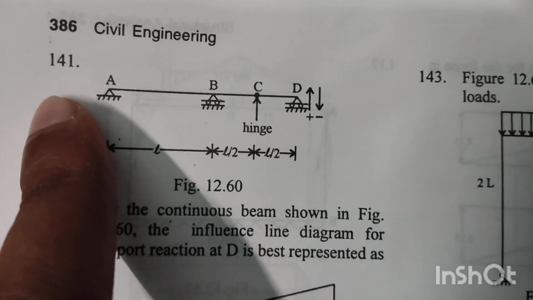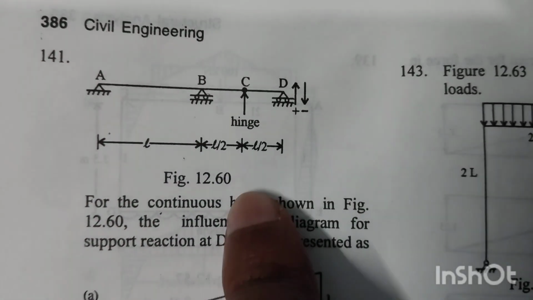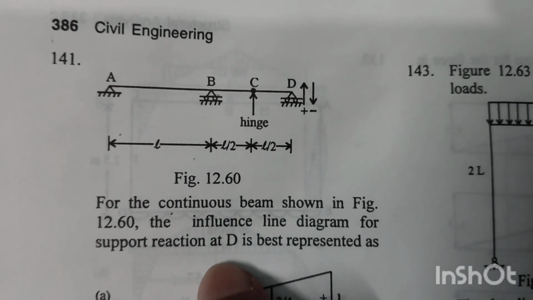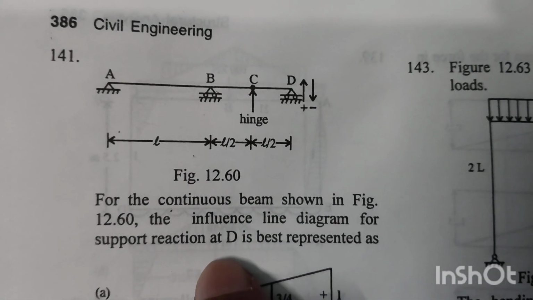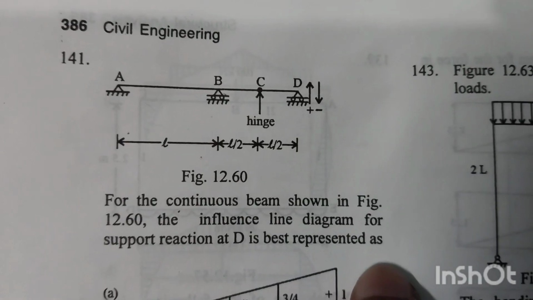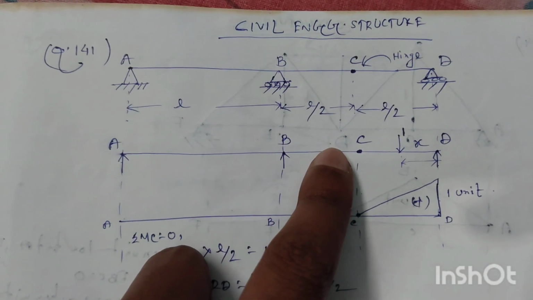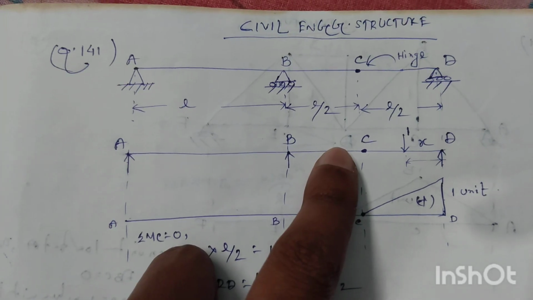Welcome everyone. Question number 141. For the continuous beam shown in figure 12.60, the influence line diagram for support reaction at D is best represented as continuous beam A, B, D, and at point C there is an internal hinge in the beam.